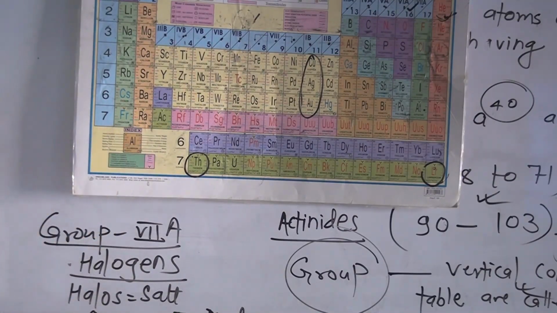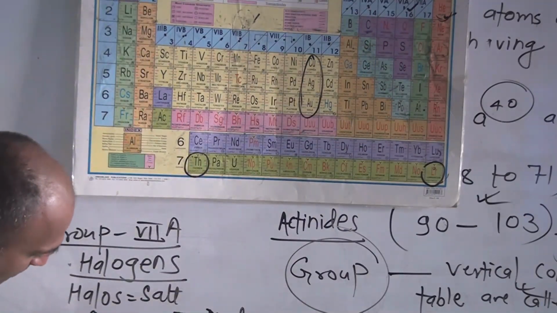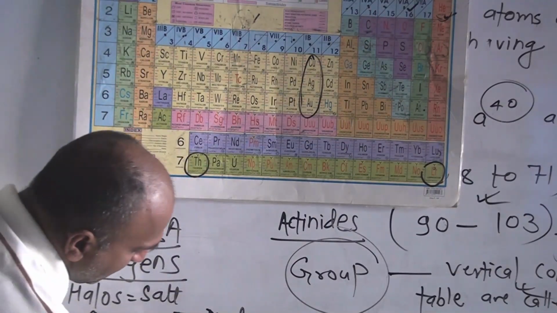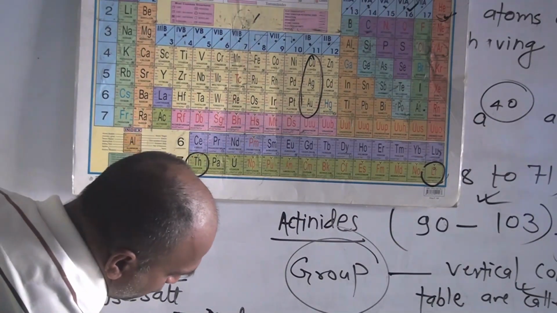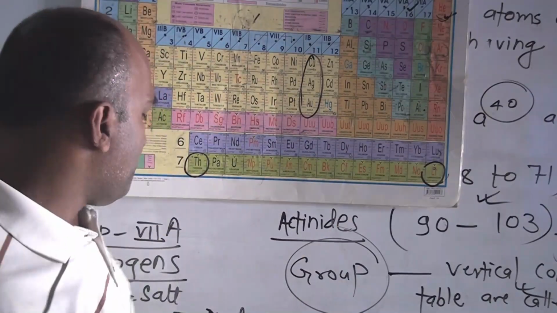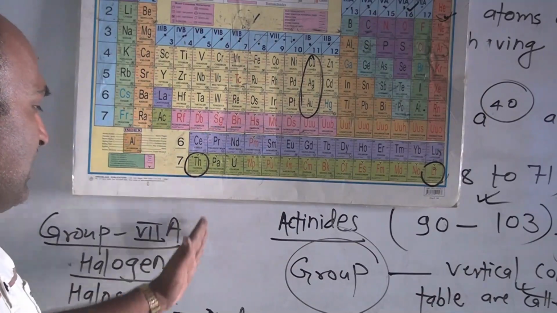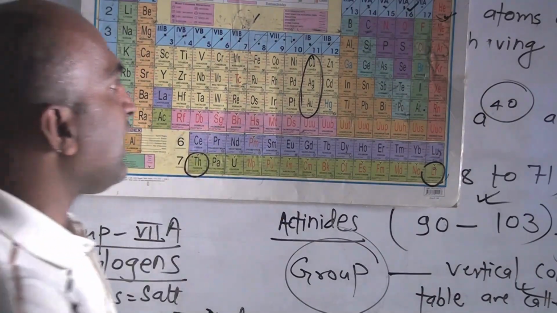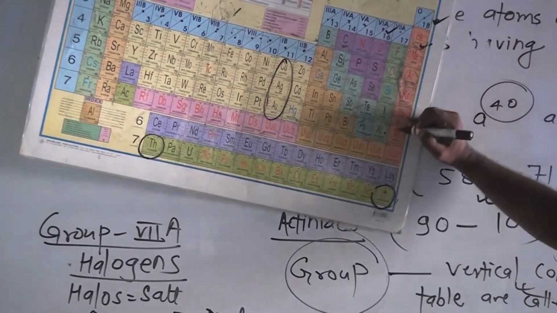They react with metals to form respective salts, just like sodium reacts with chlorine to form sodium chloride. This is a salt, so they produce salts with metals. Therefore, we can say that they are the elements of group 7A. These elements are highly reactive nonmetals.